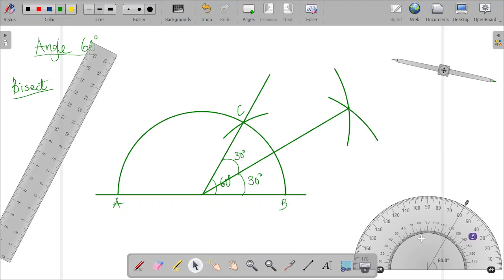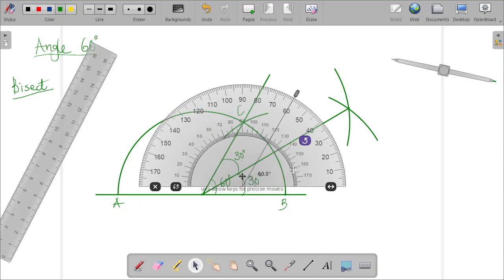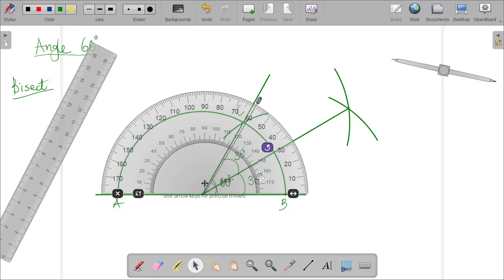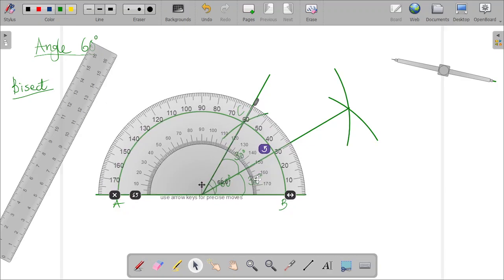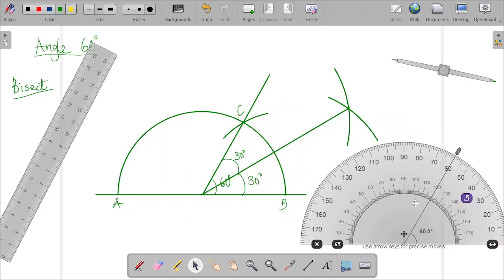So now let us confirm if it's correct with your protractor. So now place it like this. Make sure the center is on the center of the protractor. You see, now you can see that is very correct. Now this line here, you can see it's passing through 30 degree. That shows that our construction is very accurate.